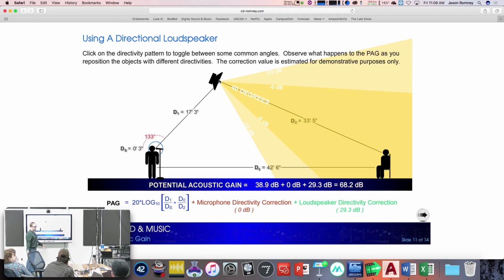And we solved that problem without ever having to have a conversation with that performer, right? It has nothing to do with how loud they are. We just put the mic on their head, we move the loudspeaker to the right place and leverage directivity. And even with an omnidirectional mic, we're at almost 70 dB of gain.